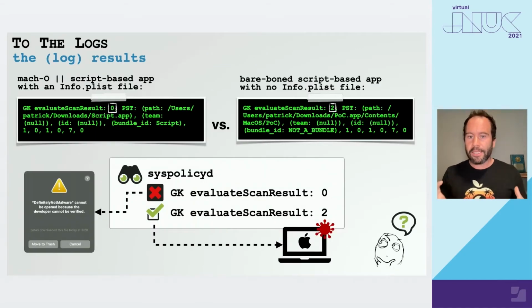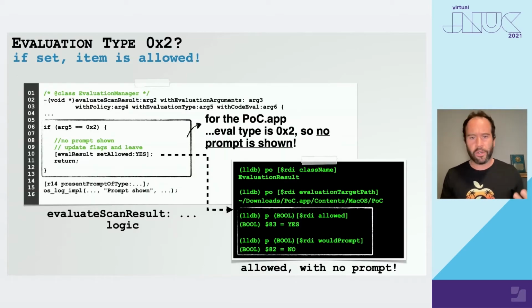So if we summarize the result of these three different applications, we can see that when we run our bare-boned application, the proof of concept that is somehow able to bypass all these security checks, there's a logging message that says Gatekeeper evaluation result equals 2, where the other ones that are blocked have a Gatekeeper scan evaluation result of 0. So what is 2 and 0 and why does it matter?